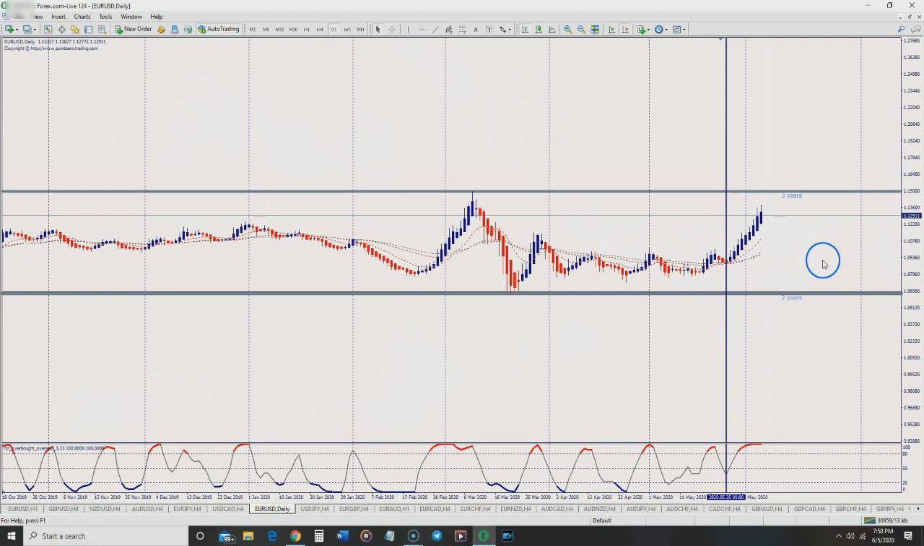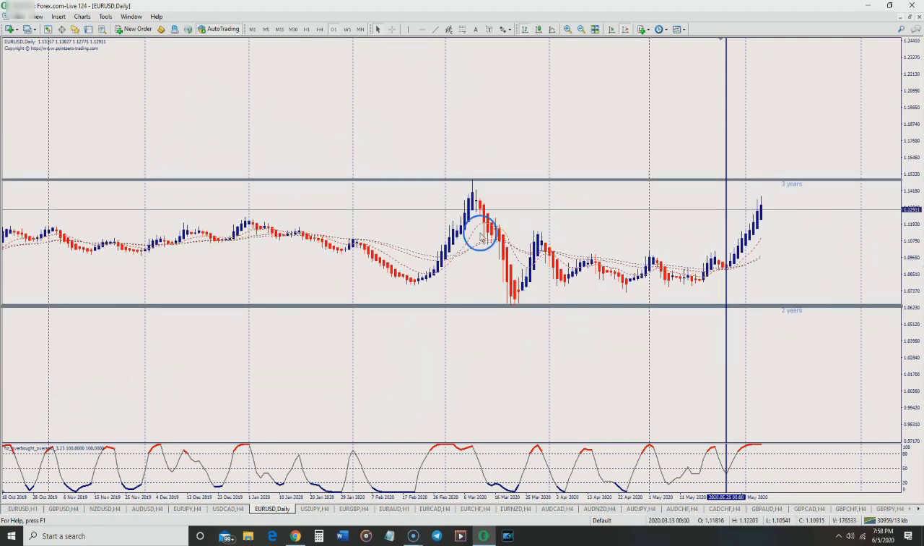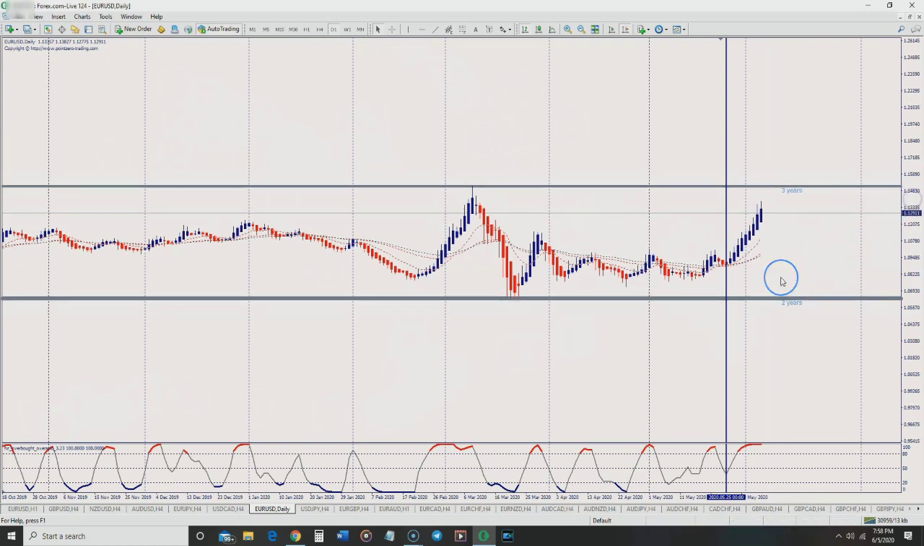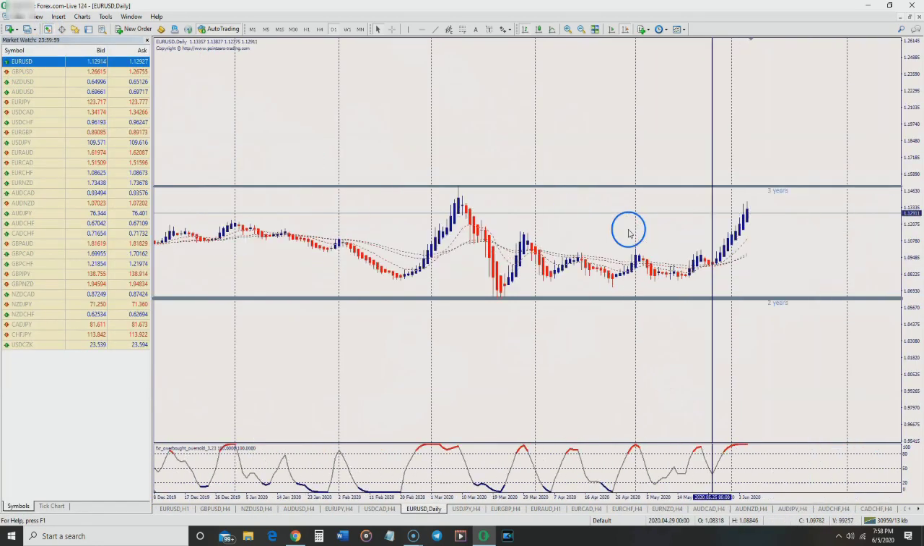Now, I'm going to show you how these pairs correlate and move together. I'm going to show you this on the daily time frame, but then when I show you how you can trade it together, I'm going to show you on the 4-hour time frame. Okay, so just to show you the correlation in the market, this is the Euro USD, and here are the pairs that correlate with the Euro USD.